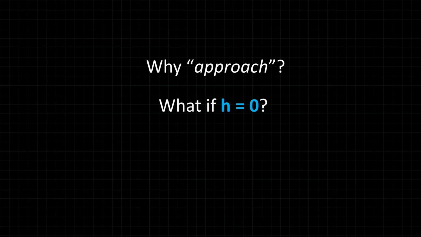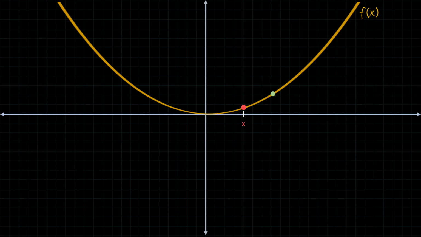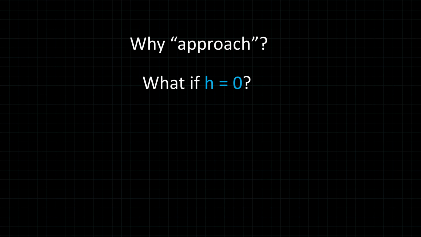Okay, but then why approach? Why can't h just be 0? Well, if h was 0, then the 2 points technically would be on top of each other, in which case we wouldn't really have 2 points, would we? We would just have 1 point. And if you only have 1 point, then the slope equation wouldn't work because remember, we need 2 points to find the slope. So we have to approach 0.